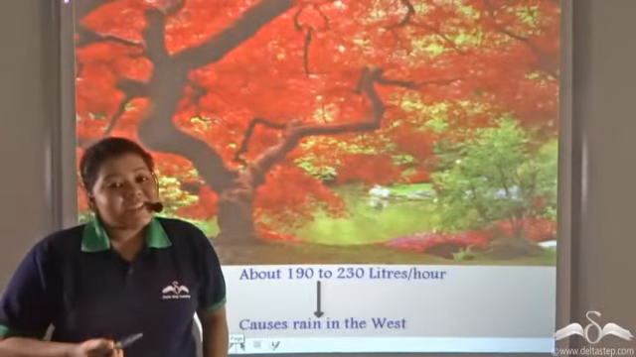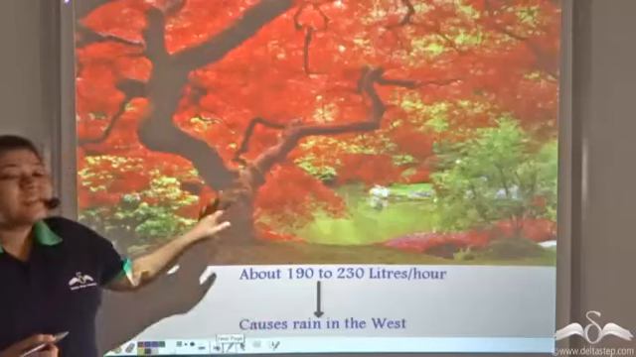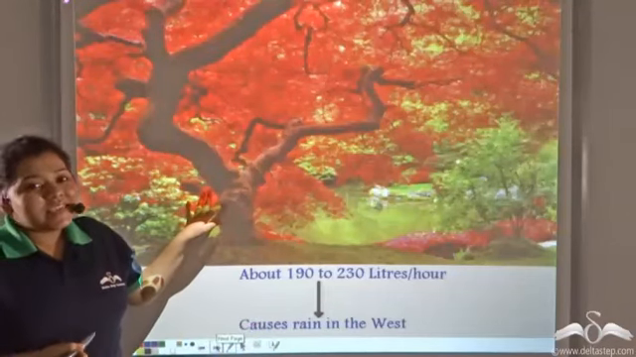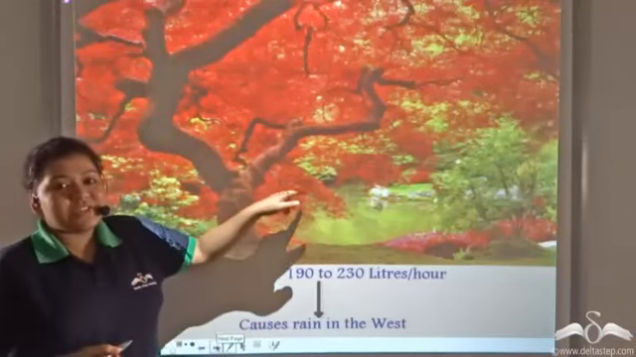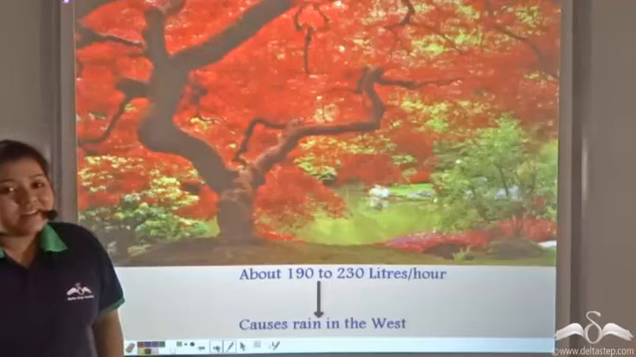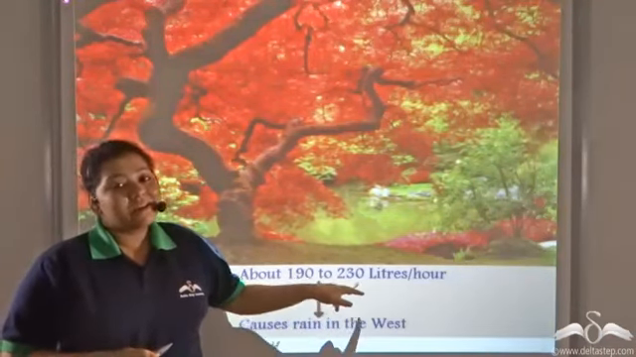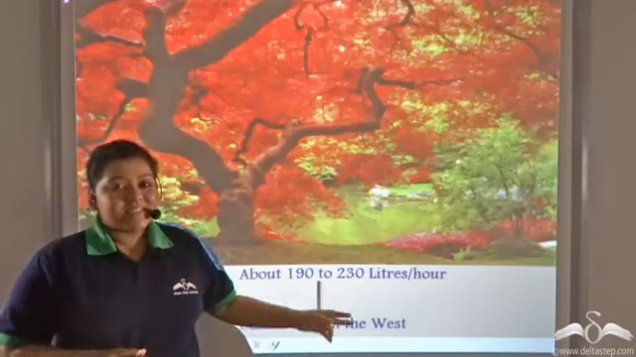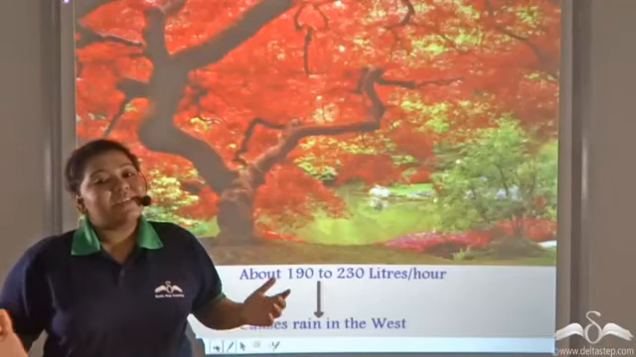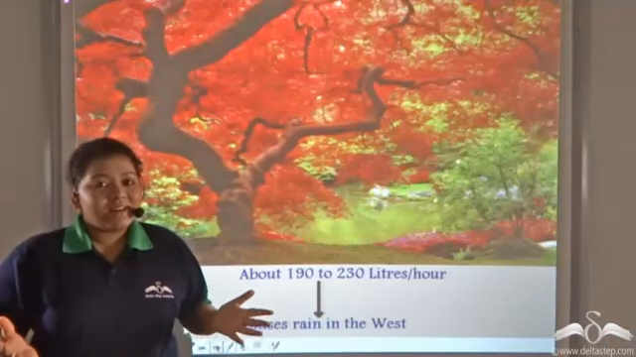Now, an interesting fact is that in many Western countries like England, there are maple trees which can transpire about 190 to 230 liters per hour. Yes, so much of water is being transpired per hour.